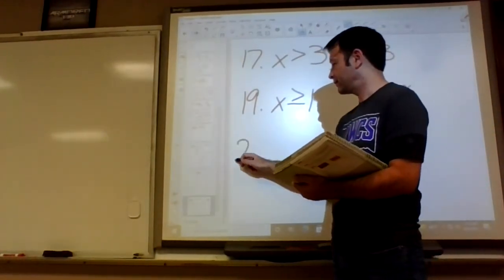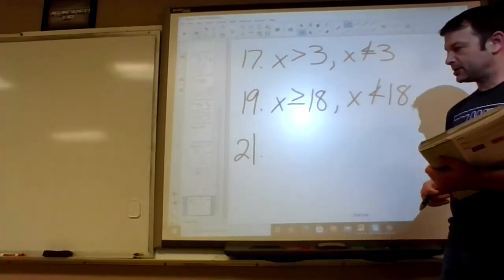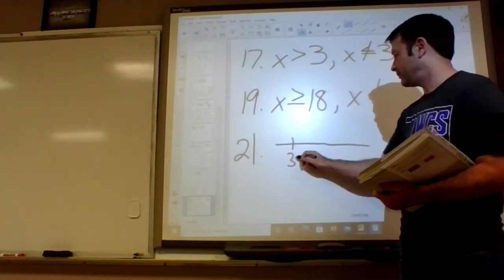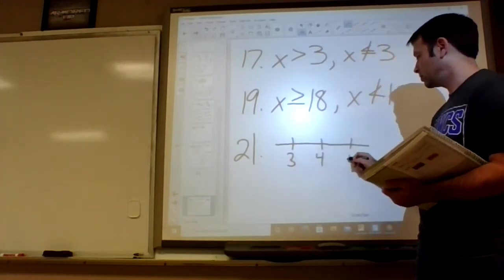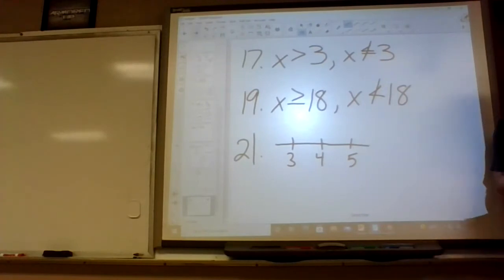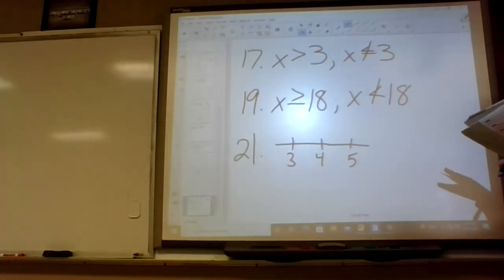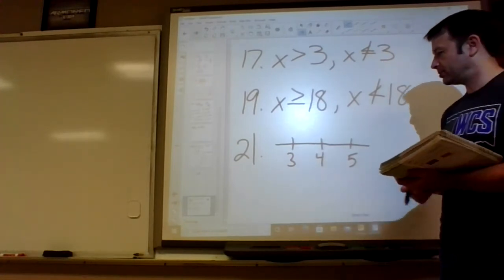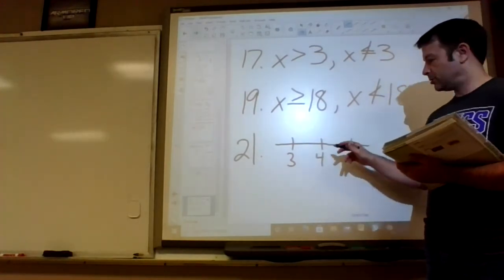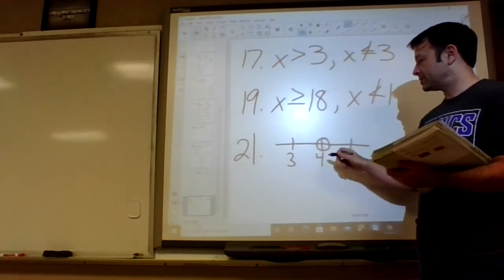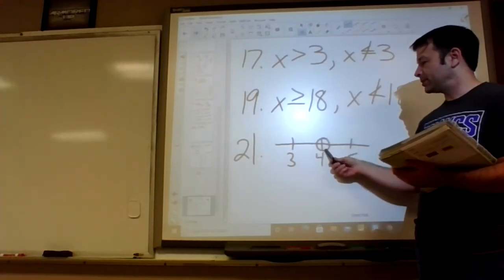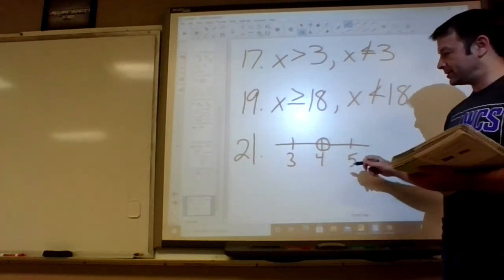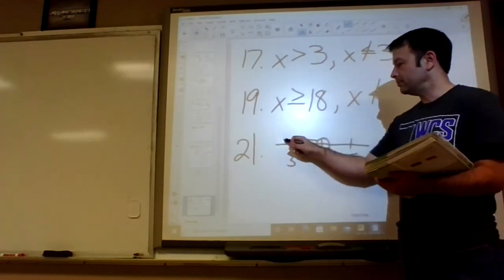21 graph. X is less than 4. So I'm just going to put 3, 4, 5. Should I have an open or closed circle on 21? Open means not shaded. Because 4 is not included, it's not less than or equal to, it's just less than. Where are all the numbers less than 4 at? 3, 2, down that way.